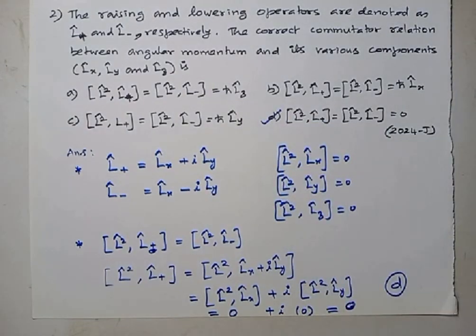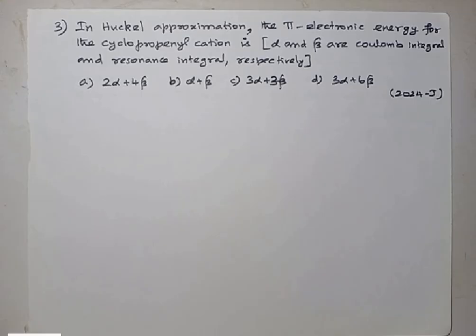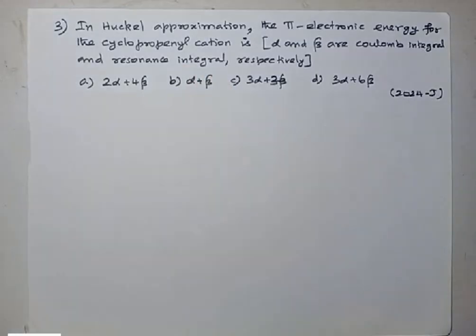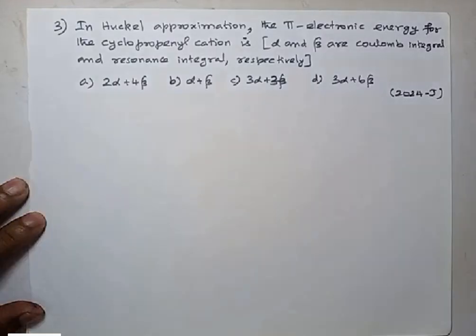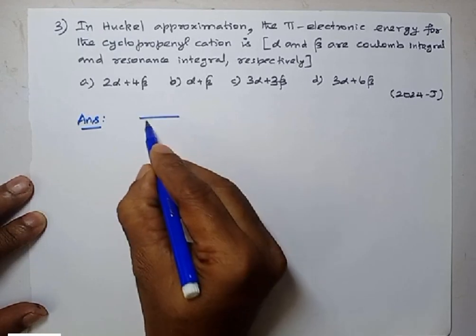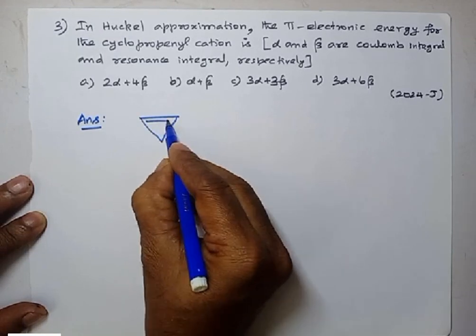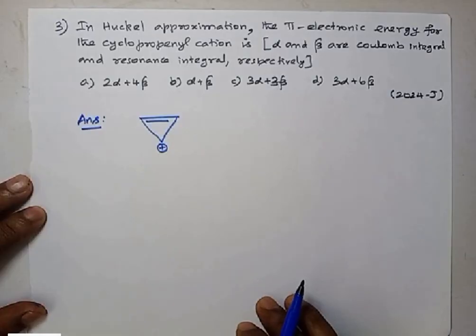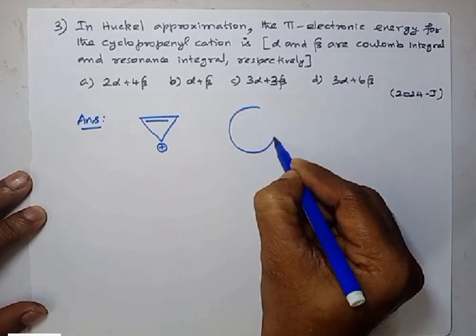Right? Take down. Yeah. In Huckel approximation, the pi electronic energy for the cyclopropenyl cation is... Okay, pi electronic energy we need to find out, and the given system is the cyclopropenyl cation. Yeah, it's a simple system. You know very well the cyclopropenyl cation. Let me draw like this. It's a cyclic system, and I have told you, as per the Frost circle, right?